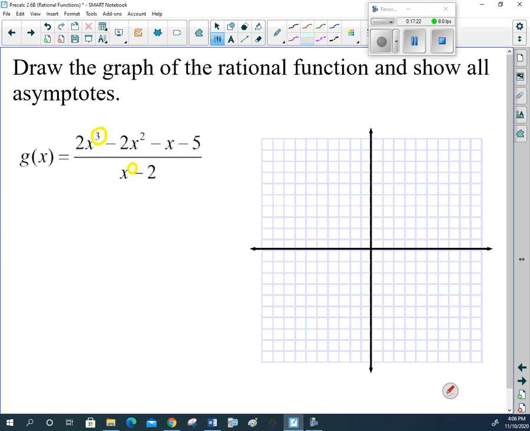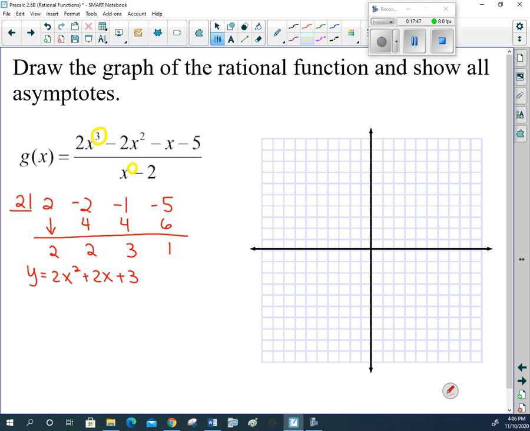So we're going to put 2 in our box. 2, -2, -1, -5. Run it through the chart. So we end up with 2 times 2 is 4, 3, 6, 1. I don't care about that. So I end up with y equals 2x squared plus 2x plus 3. Okay, that's the parabola we need to graph.